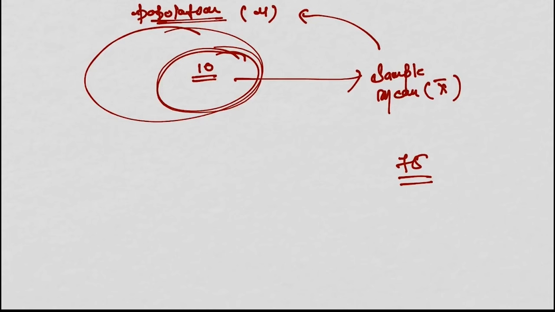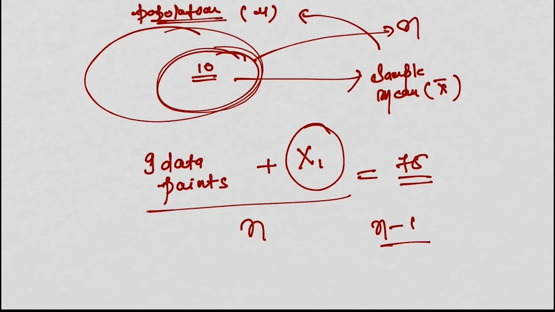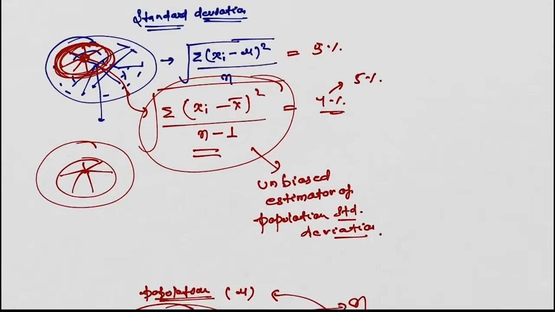The answer is 9, because you can randomly choose the 9 data points. But for the last one, you put up the value which makes the mean exactly equal to 75. So you lose 1 degree of freedom in doing so. How many degrees of freedom do you lose? One. So if your sample size is n, you actually have the freedom to select n minus 1 data points in your sample, and therefore you lose 1 degree of freedom. And therefore there is n minus 1 written in the formula.